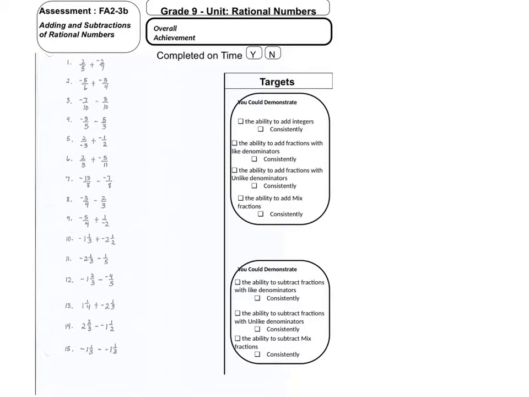So in the second of 3 worksheets on FA2, we're still dealing with adding and subtracting rational numbers, and in this situation we'll be dealing with fractions. Let's look at some of the targets that we need to hit.